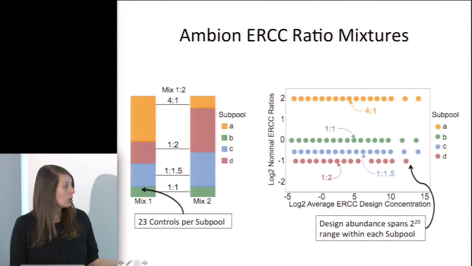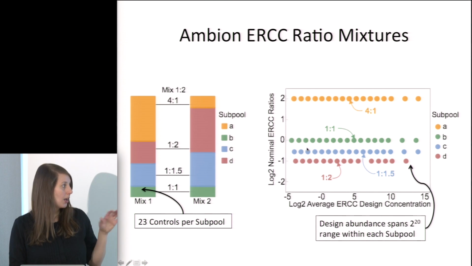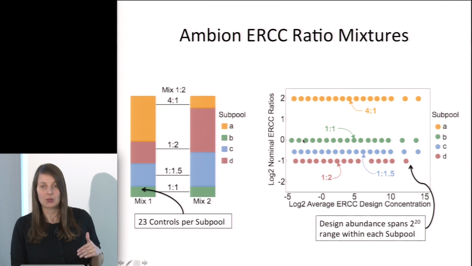So we can also look at how this data looks across the dynamic range. So this is what the design was of the ERCC controls for the Ambion mixes, where we have a 2 to the 20 dynamic range. And again, we have these different ratios that are shown here in log 2 space.